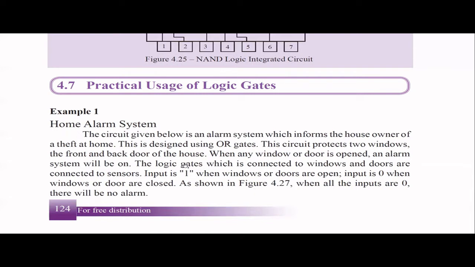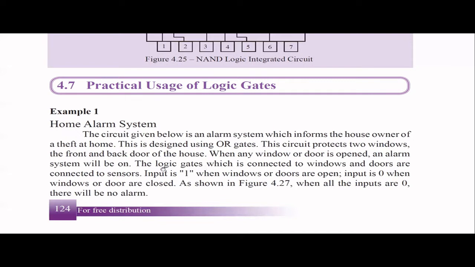Don't worry about that. This circuit is protecting two windows and a front door and a back door. So actually there are four items. If any window or door is open, the alarm system should work. That means if window 1 is open, the alarm will go on. If window 2 is open, the alarm will go on. If the front door is open, the alarm will go on. If the back door is open, the alarm will go on. If two windows are open, the alarm will go on. If all four are open, the alarm will go on like that, right? So if at least some window or door is open, then the alarm will go on, right?